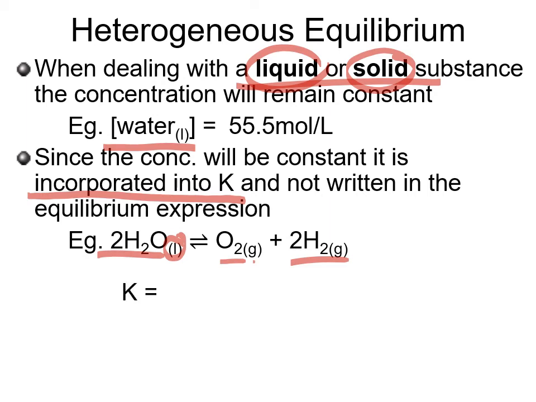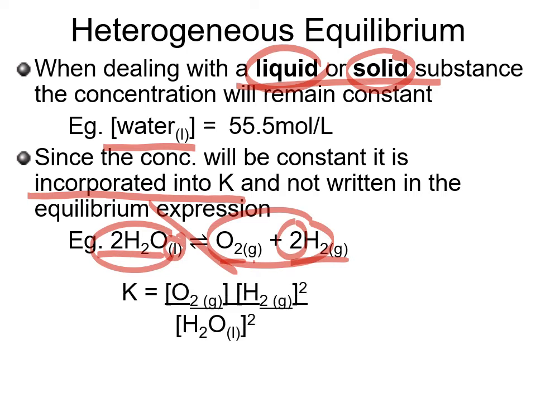So we could write the K expression for this, and K is the products over the reactants, and we use the coefficients as exponents. So we would have the concentration of the oxygen multiplied by the concentration of hydrogen, and hydrogen has a coefficient of 2, so we're using that as the exponent on hydrogen. Now water would be a reactant. It's on the bottom here, and there's a coefficient of 2.